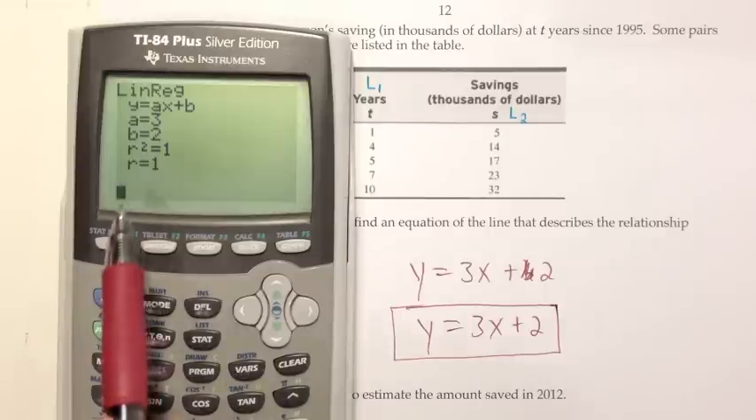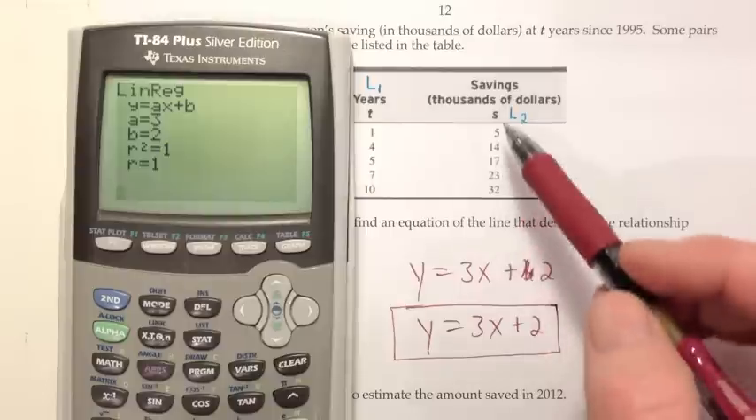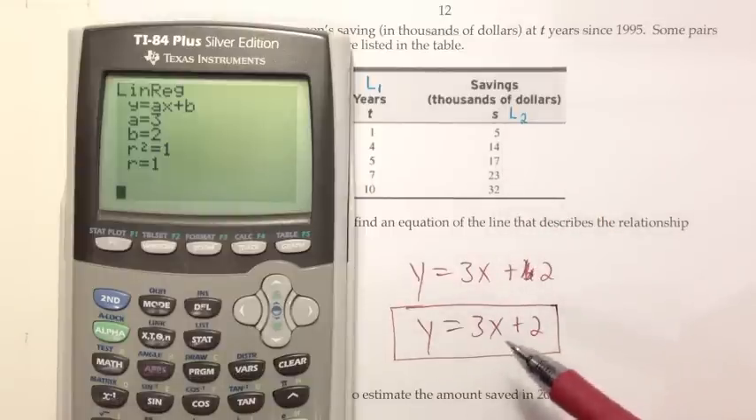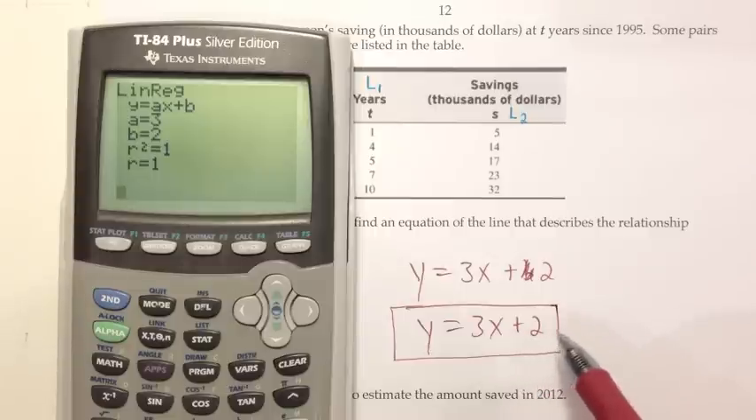This isn't a big deal, but when that r is a 1, it means the data was perfectly linear. So in this case, this equation would actually hit every single point dead on. Since that's true, I just want to take a look at it.